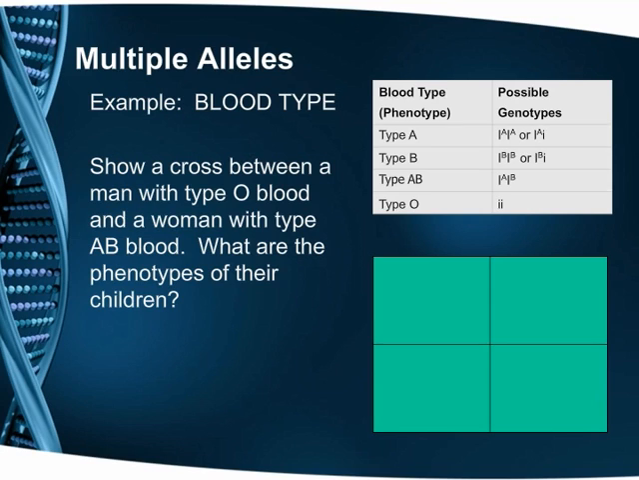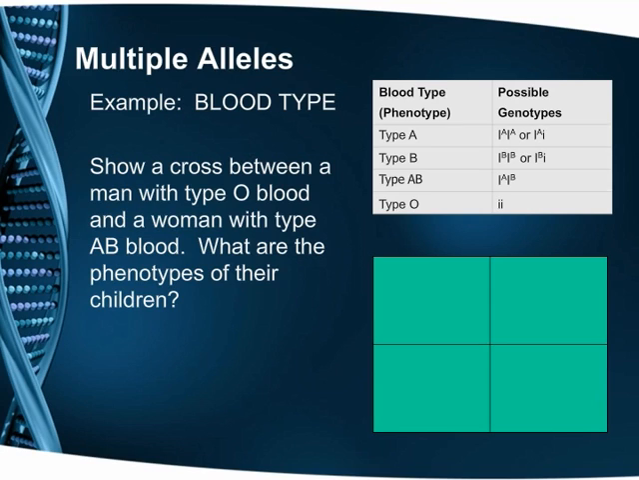So now let's show a cross between a man with type O blood and a woman with type AB blood. So parent 1 is going to be little i little i. Parent 2 is going to be IA, IB. Go ahead and set up your Punnett square and complete the Punnett square. You are then asked, what are the phenotypes of their children?